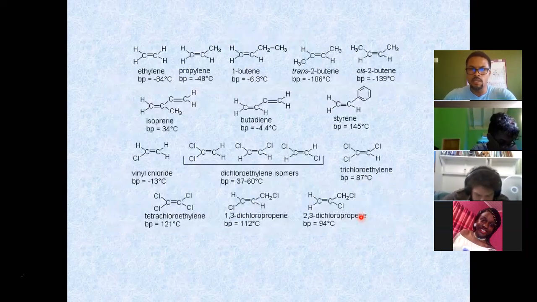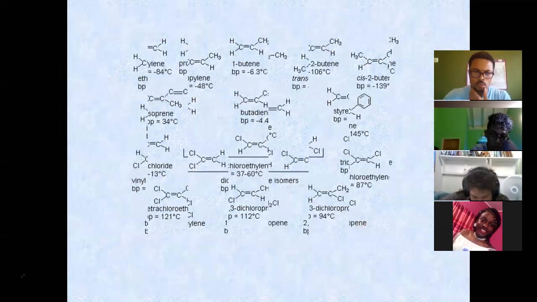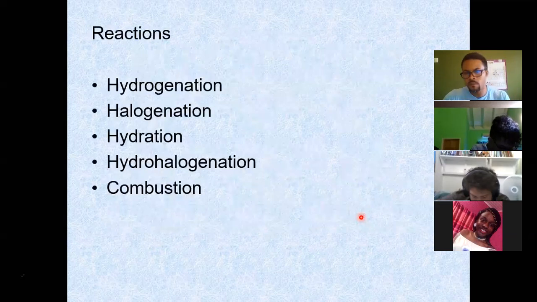So these are just some examples of some alkenes. As the number of carbons increase, the boiling point would increase. So that's just one part. Next, the type of reaction they undergo.